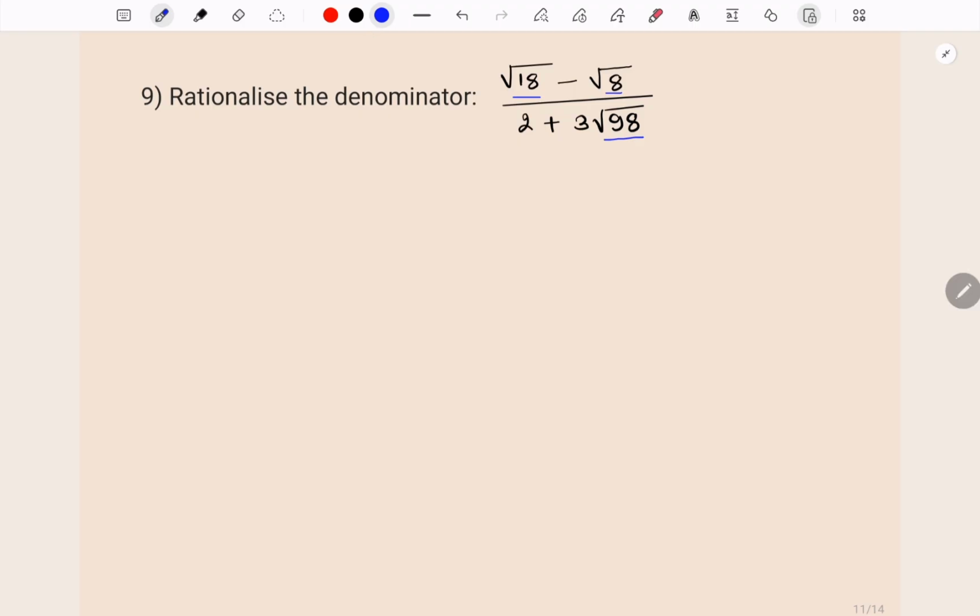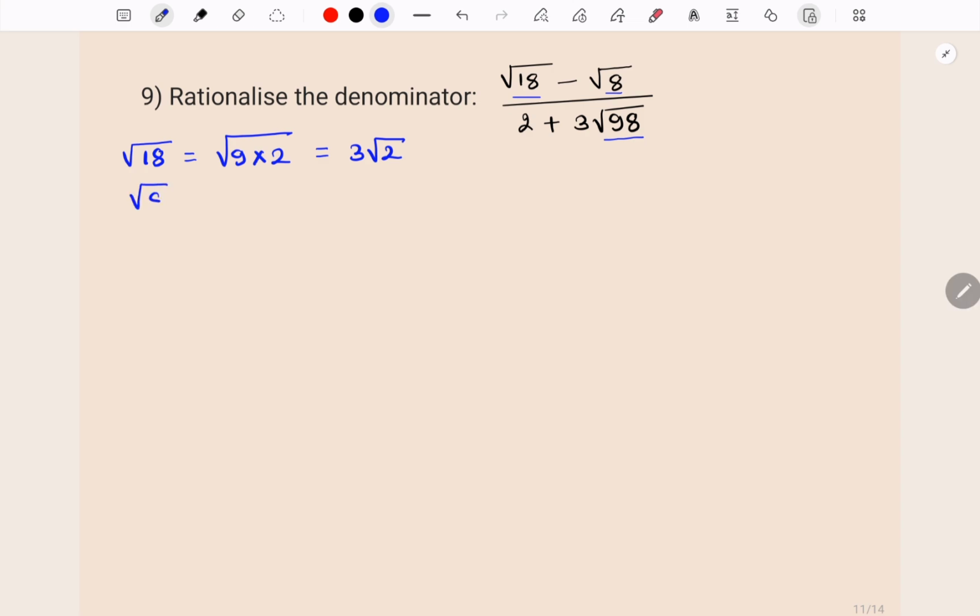So first, let's simplify the surds. Here we have root 18. All right. So root 18 is basically root 9 times 2. Root 9 is 3, so 3 root 2, right? So root 18 can be written as 3 root 2.